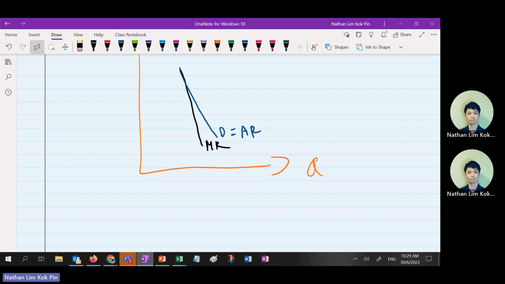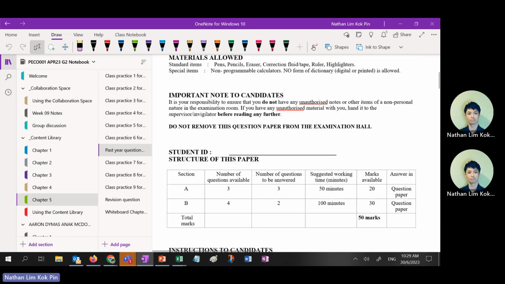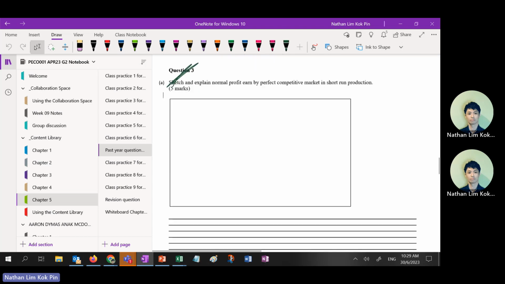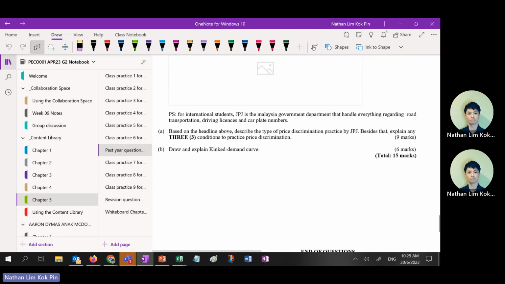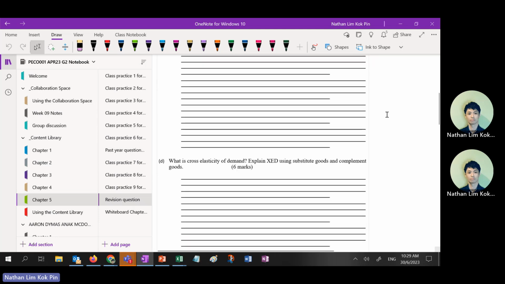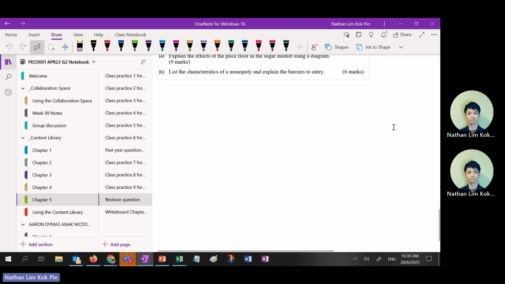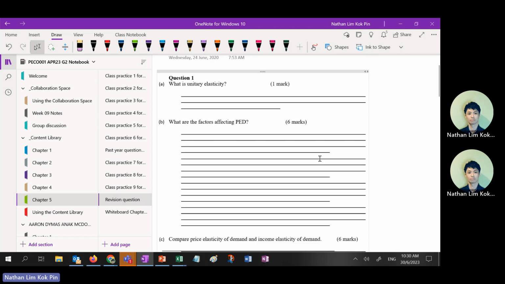Your homework for today is the past year question. Where are my Monopoly past year questions? Use the revision question in your OneNote. It is not printed inside the manual. Go to question 4B. Question 4B: List the characteristics of monopoly and explain the barriers to entry. This will be your essay question in your OneNote revision questions. I'll check next week.